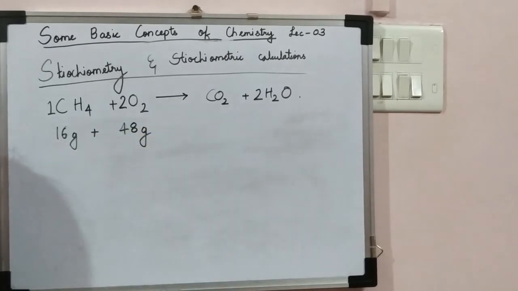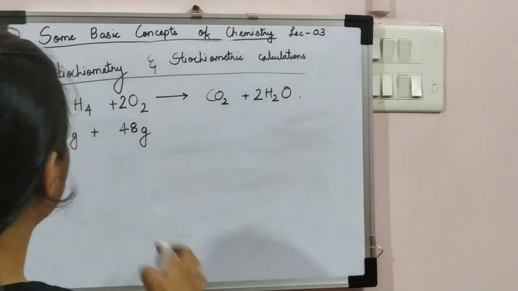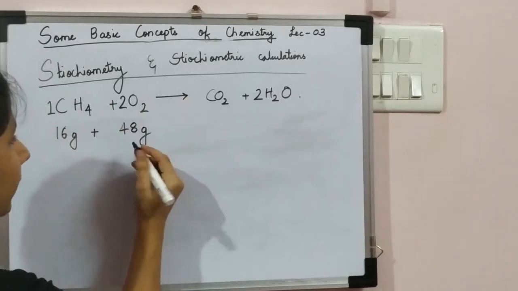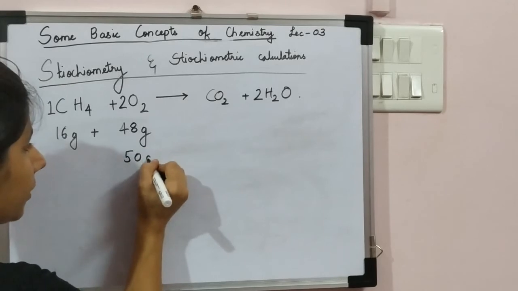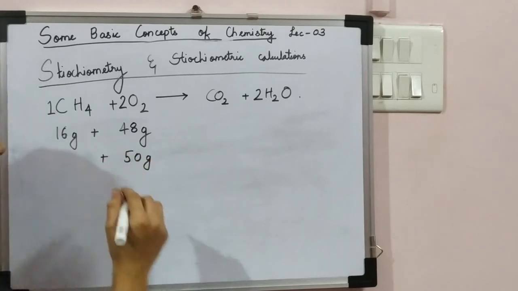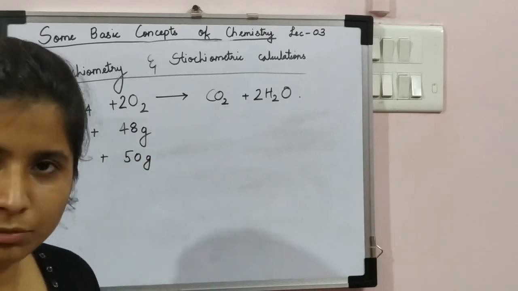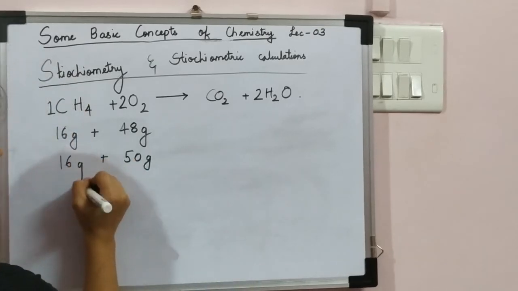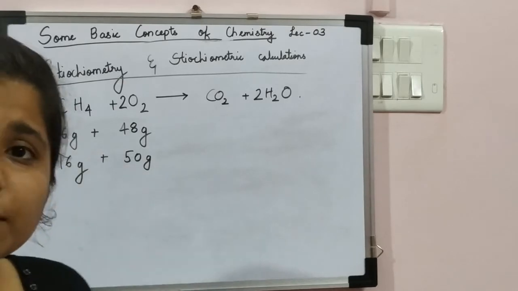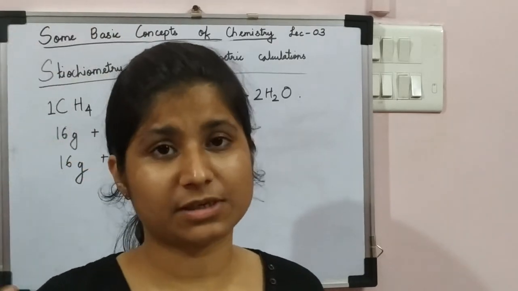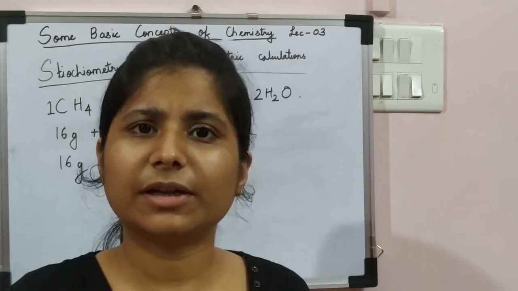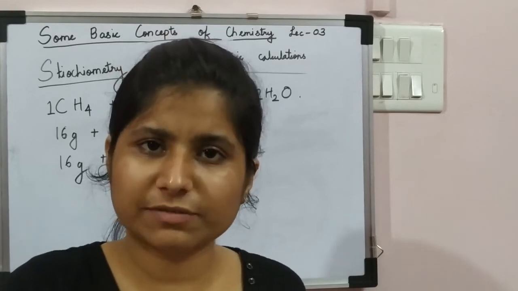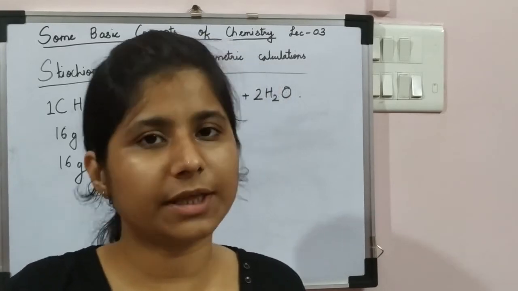Okay. Now let's say I'm being given not 48, but I have taken 50 grams. So what happens? Actually, in practicality, 16 and 48 only are going to react. The 2 grams of oxygen are going to remain as it is. Okay. But there are times when we take some reagents in excess. Like if there is water availability, there is too much of water so that the reaction goes faster. So one of the reagents we take in excess.